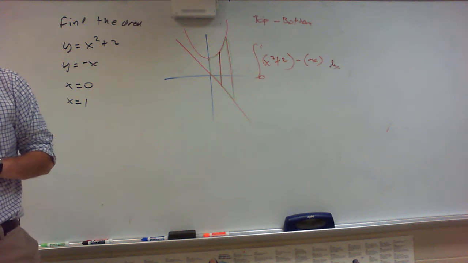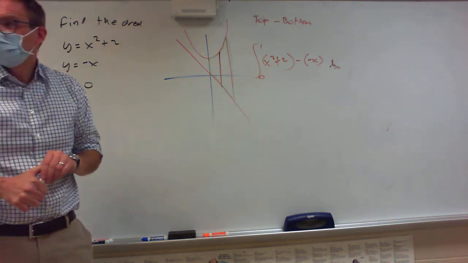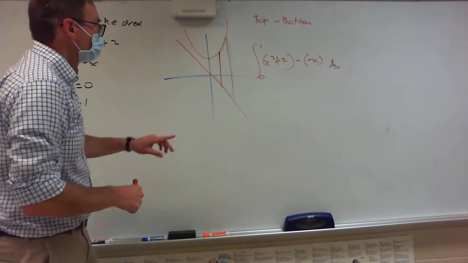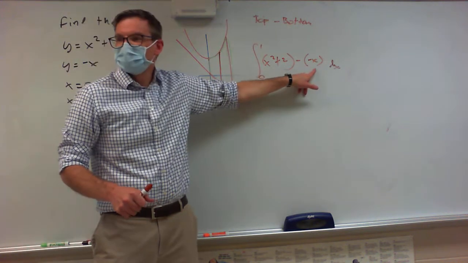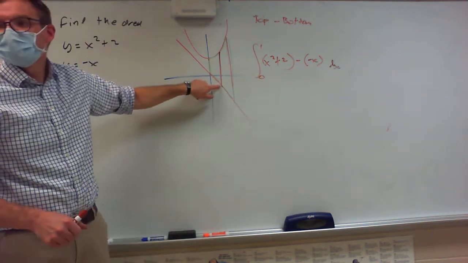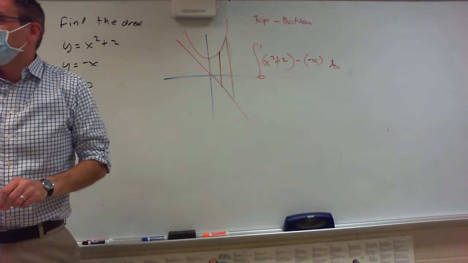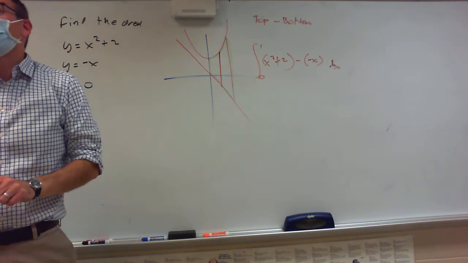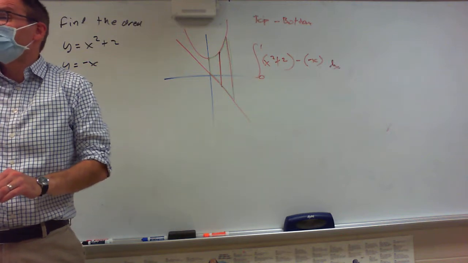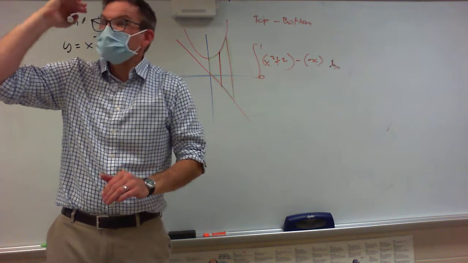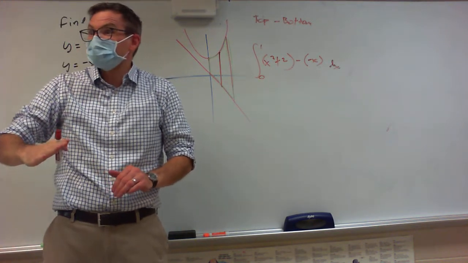Wait, why is it negative x and not x equals 1 at the bottom function? What's this function? When you're doing top minus bottom, is it the lowest y value on the graph? No, I'm not looking for the lowest y value. When I say top minus bottom, that's actually short for what is the top function minus the bottom function.